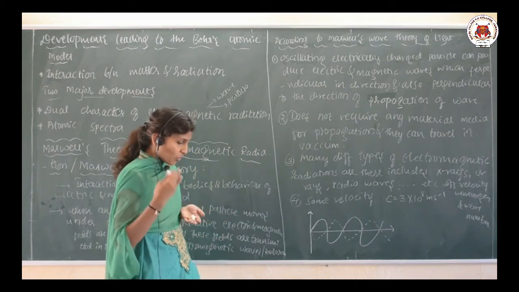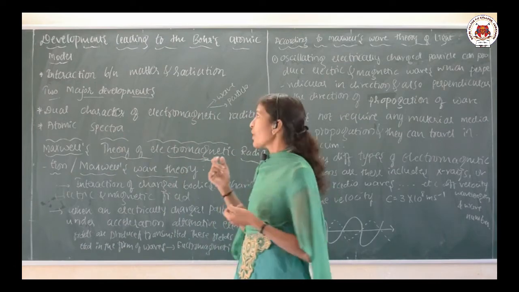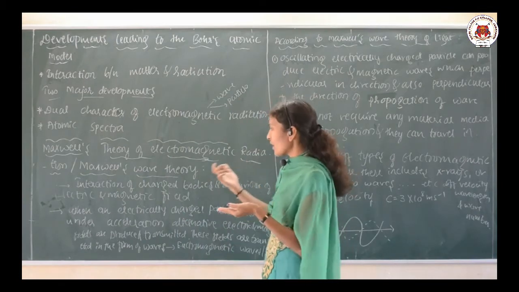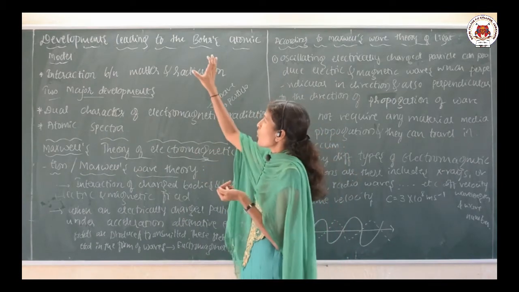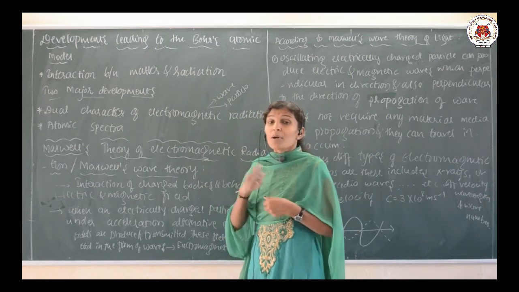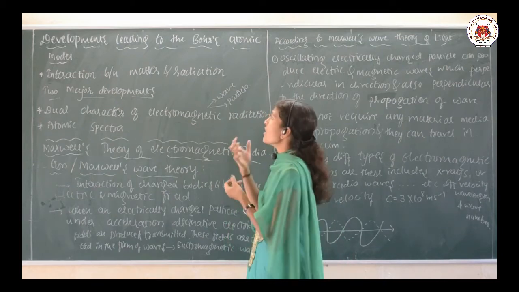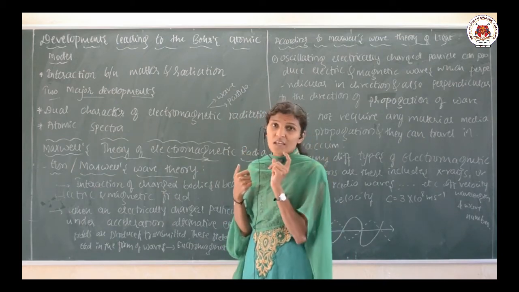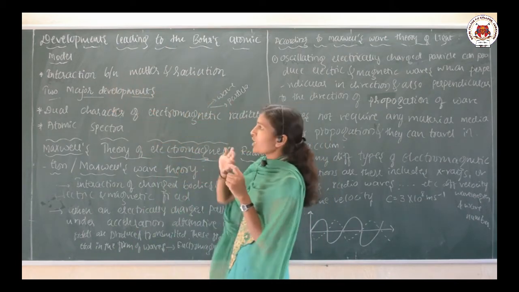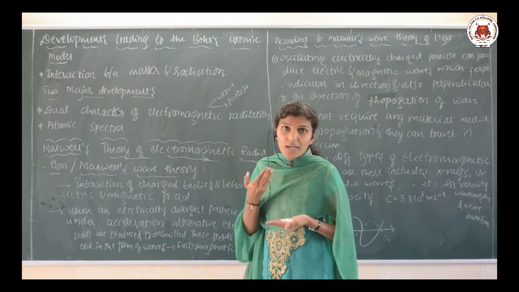Okay, so today we are discussing the developments leading to Bohr's atomic model as well as Maxwell's theory, that is, wave theory. Bohr's atomic model is nowadays considered a standard model, but during its discovery, what points led the scientist Bohr to propose his theory? He observed the interaction between matter and radiation, and that also contributes to the structure of an atom.